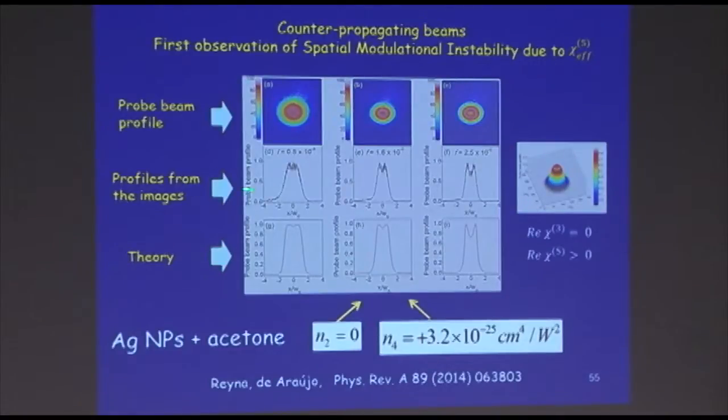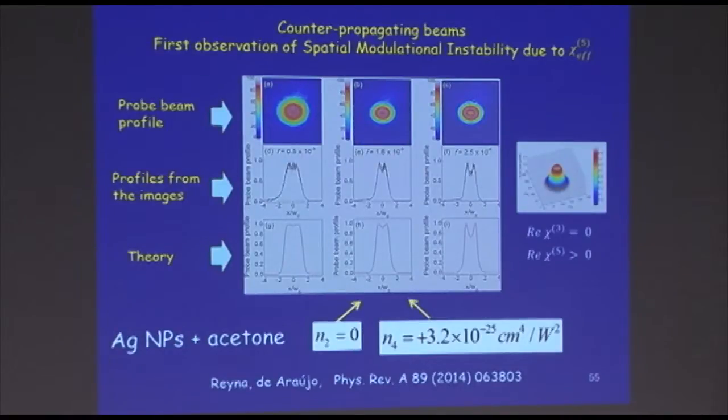So, the profiles obtained from the images can be read here, and then you have these profiles. And here is the theory, by solving the coupled equations. And then you see that it's possible to describe very well what's happening with the beam. In particular, look at this point here, where we have N2 equal to 0 and N4 measured by Z-scan, which is another experiment. We describe very well the profile of the beam.